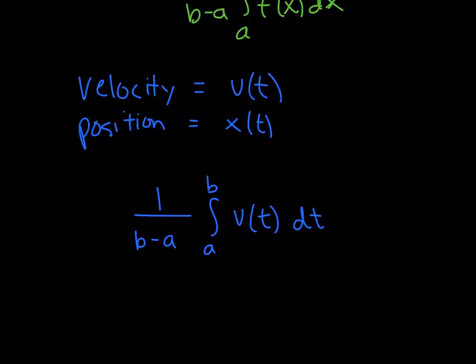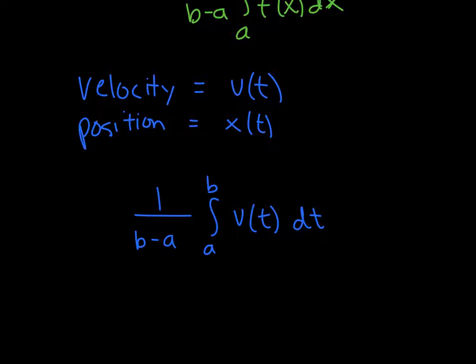Tell me what b and a are. B and a are just the interval of time values that they give you. So they'll say like the average value on the interval 3 to 5. Which one would be the b and which one would be the a? Well, a would be the lower one, and b would be the higher one.